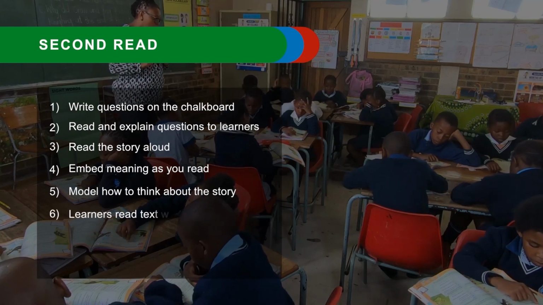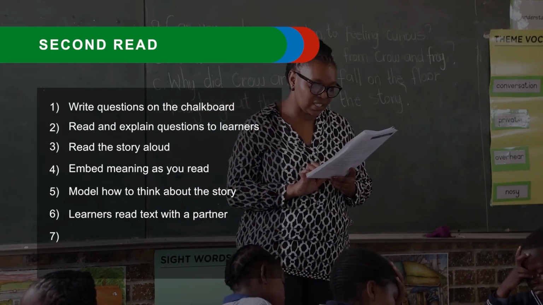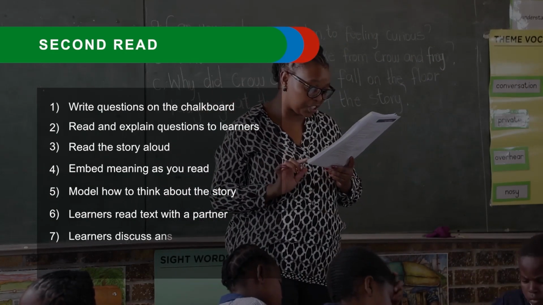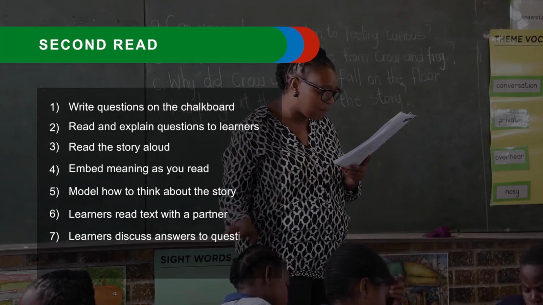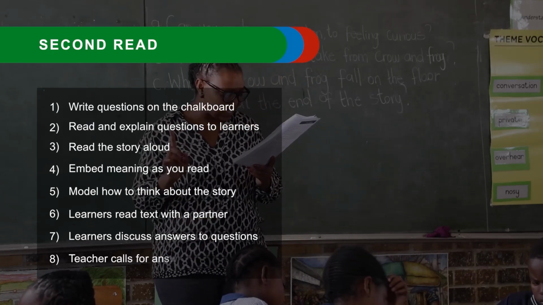Next, tell learners to read the text with a partner. After reading, learners must discuss answers to the questions with their partner. Finally, call the class to attention and get feedback on the comprehension questions.